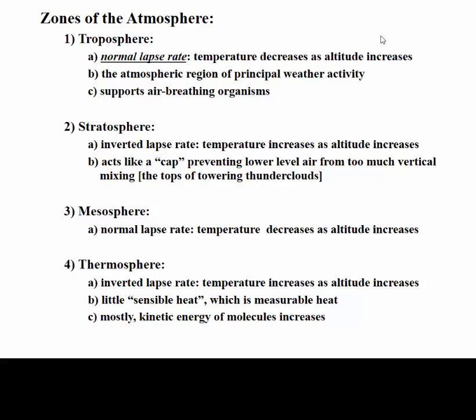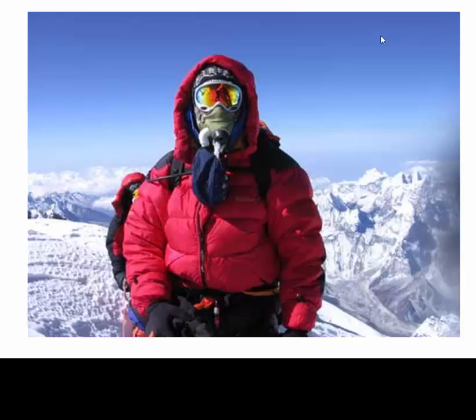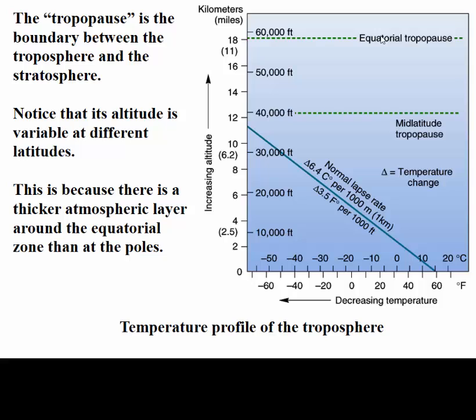In the stratosphere, we have this inverted lapse rate, which basically means the temperature increases as the altitude increases, and that's because of the presence of ozone. And then we have the mesosphere and the thermosphere as we go further up. But regardless, as you go further up, temperature is generally going to decrease. Even in the stratosphere, it's not going to be very high.